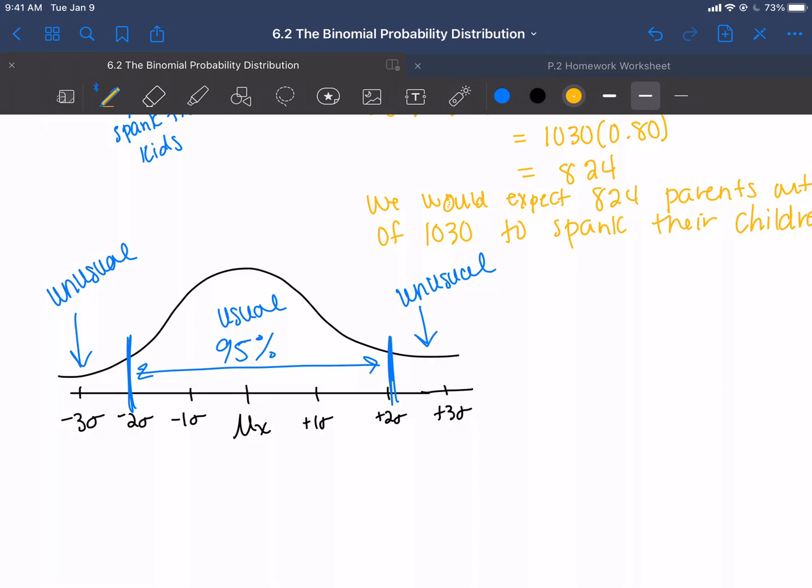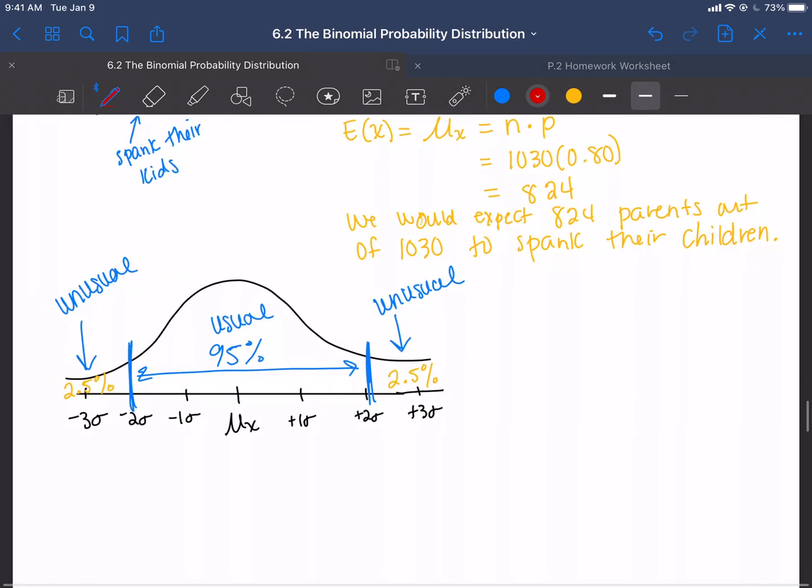So remember, this portion out here is 2.5%, and this portion to the left is 2.5%. So together that would represent 5%, which would make it unusual. To determine if this is unusual, we're going to take the mean and add 2 standard deviations, and take the mean and subtract 2 standard deviations to see where 95% of the data should lie. Well, in order to do that, we need the standard deviation.